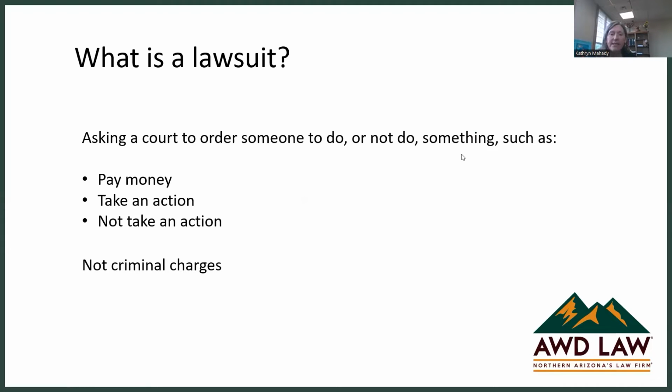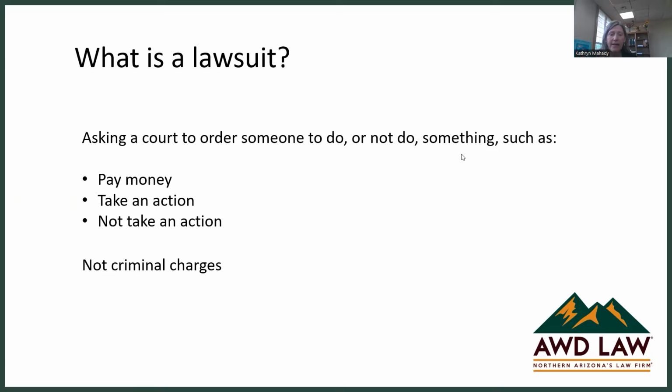A lawsuit is just asking the court to order someone to do something. Some examples: the most common is pay money. The second is take an action or not take an action, so enjoin someone from doing something. Most lawsuits are about money or some asset that is money in a different form, like a house or a car. But most civil lawsuits are about money, asking someone to pay money. You can also ask the court to order someone to take an action or enjoin someone from taking an action, so not take an action.